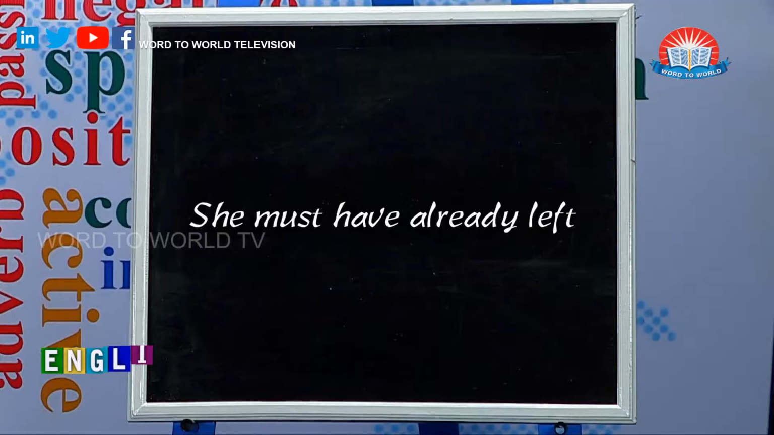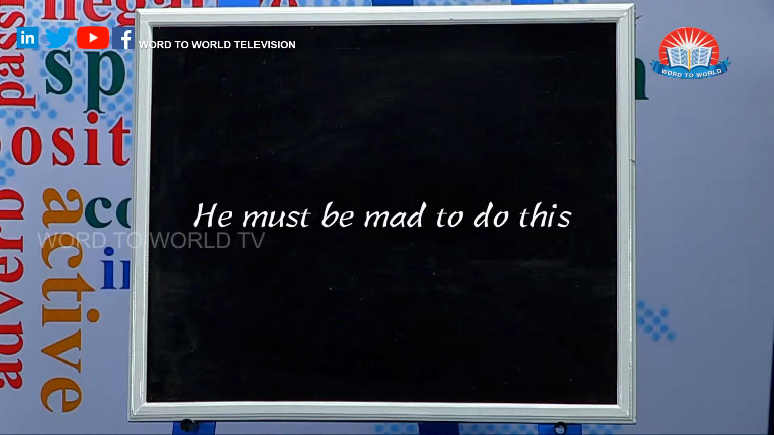Like for example, if you want to say, avalu mikkarum poi kanum. Okay, so you say she must have already left. That is the word used to show probability, or almost a certainty. She must have already left. He must be mad to do this. Avanenna vattano to do this. He must be mad to do this.